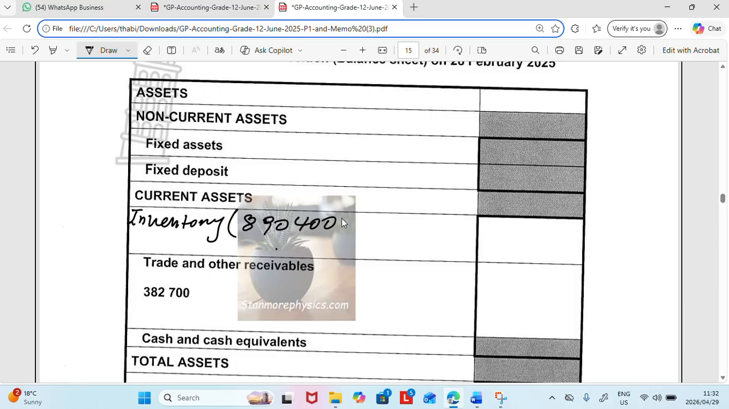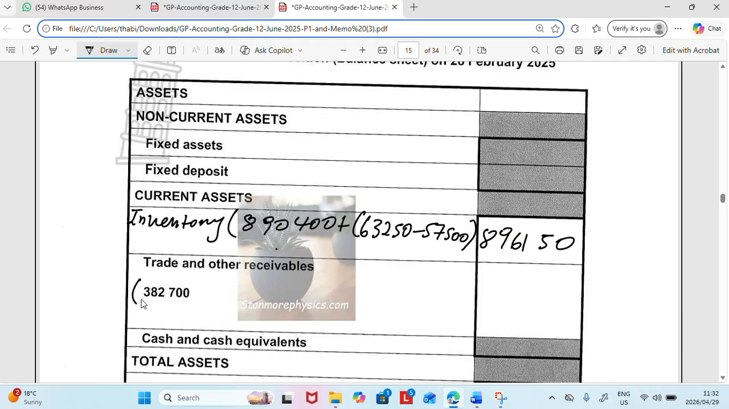Are we clear? So I'm going to add the difference between 63,250 minus 57,500. Then you'll get the stationery on hand. So you can press your calculator. On my side, I'm getting a figure of 896,150. Okay, so let's go and check our trade and other receivables.